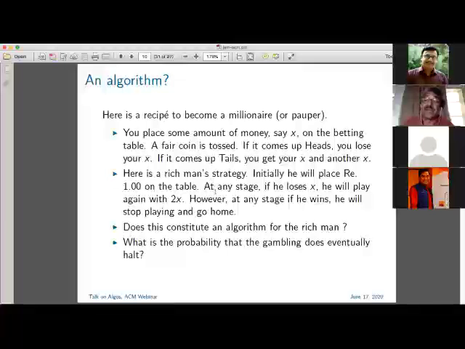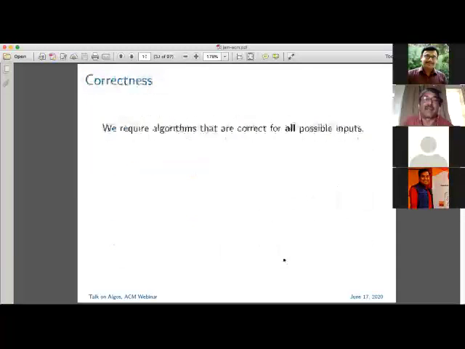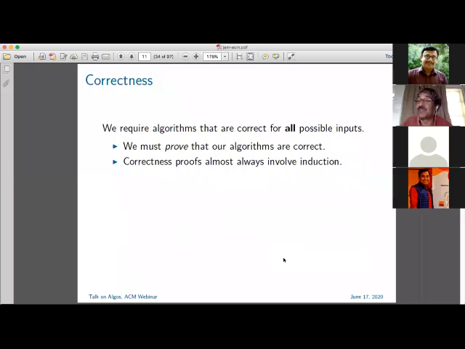Of course, there's a very interesting question. What's the probability that the gambling will eventually stop? If you say K steps, can you give me a bound in terms of K? That's an interesting question. I'm not taking that. So the main point is that we require that algorithms be correct for all possible inputs. We must prove that our algorithms are correct. And correctness proofs almost always involve induction. We have to formally state what the algorithm is supposed to do.